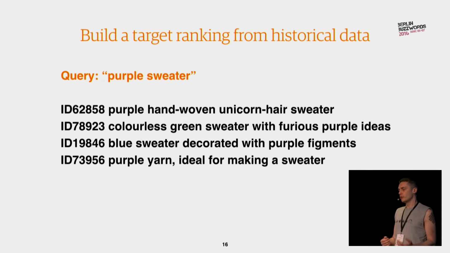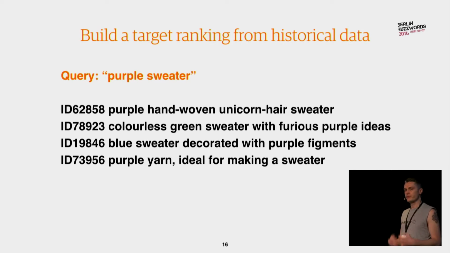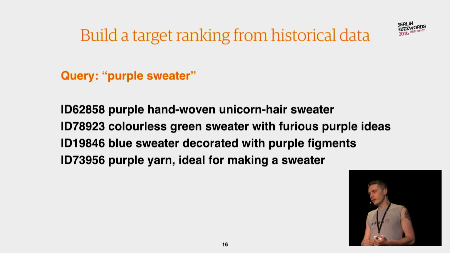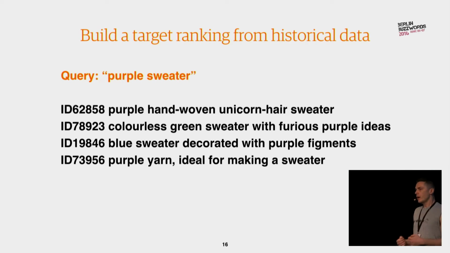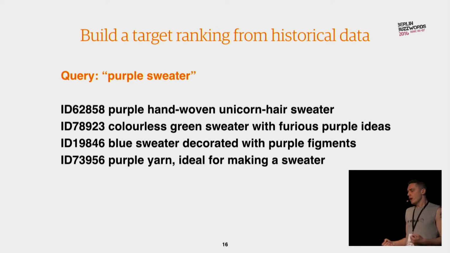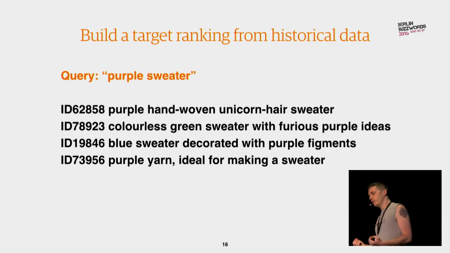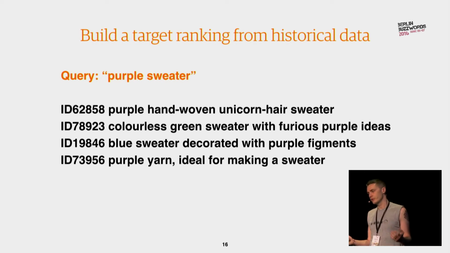Before we train the model, we need to provide a target ranking. And this is sometimes called the ground truth or gold standard. So this is the ideal ranking that the model will try to approximate and then generalize from. Now, in traditional academic information retrieval research, this will be based on manual relevance labeling by experts. But in the online context, you can mine your site's search logs to build the target ranking from historical data.